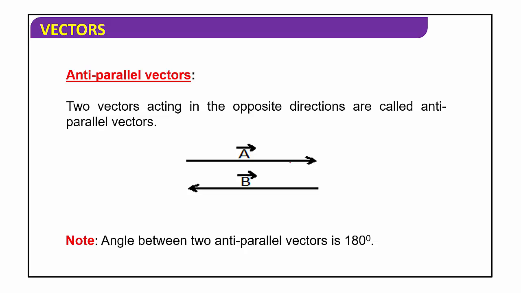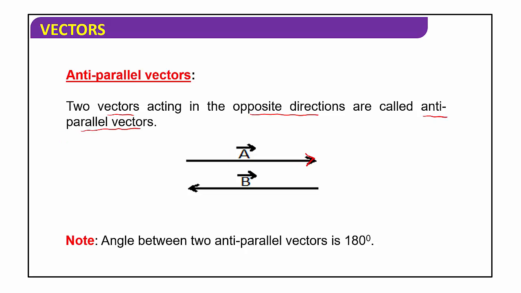Then next one, anti-parallel vectors. Anti-parallel vector is exactly opposite to parallel vector. How to define anti-parallel vector? Two vectors acting in the opposite direction, then we are going to call them anti-parallel vectors.